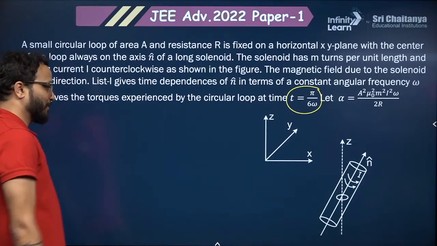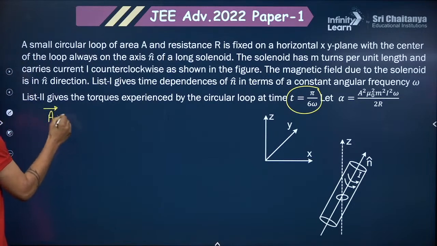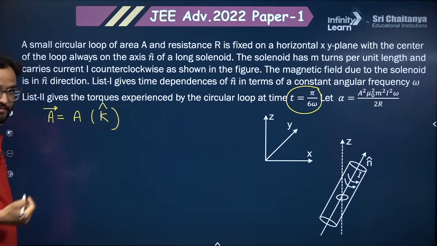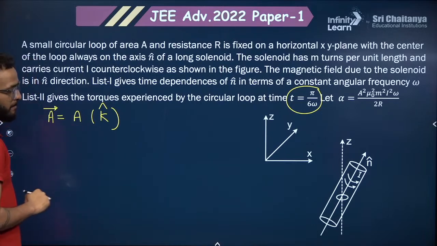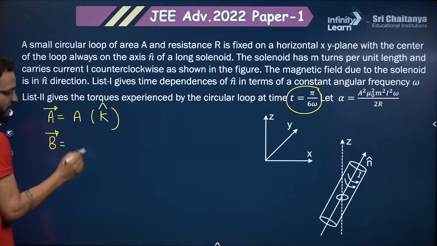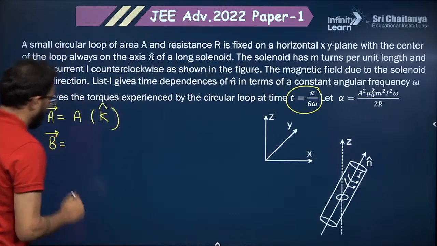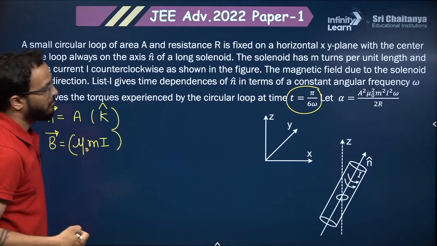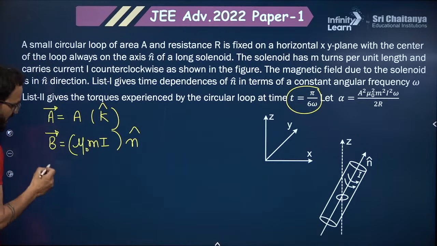Oh, brilliant. So let's first of all write down what is the area vector here. Area vector will be A times k cap. Is this clear? Area vector will be A times k cap. Now let's talk about the magnetic field vector. The magnetic field because of this solenoid will definitely be along n cap only, right? So I will say magnetic field is mu naught m I n cap, right?